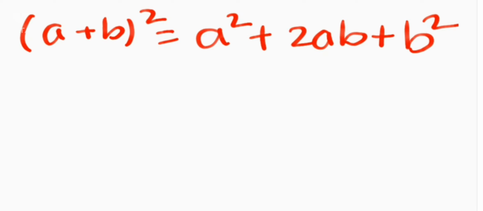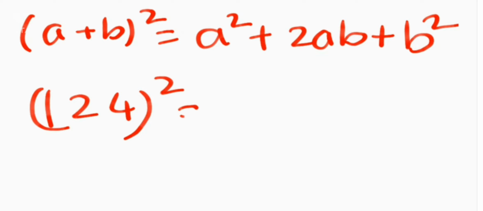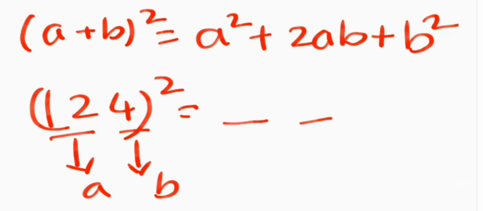Now I am taking a 3-digit example. Now 124 whole square. I have taken a 3-digit number. Here a means 12 and b means 4. As usual we have to write 3 blanks. We have to fill the blanks from right to left. So first let us calculate b square. B square means 4 square. 4 square is 16. So write 6 here. 1 will be carried forwarded.